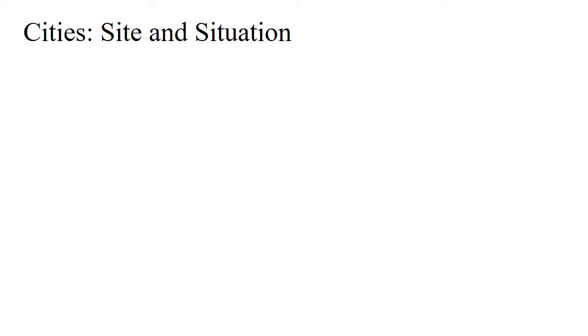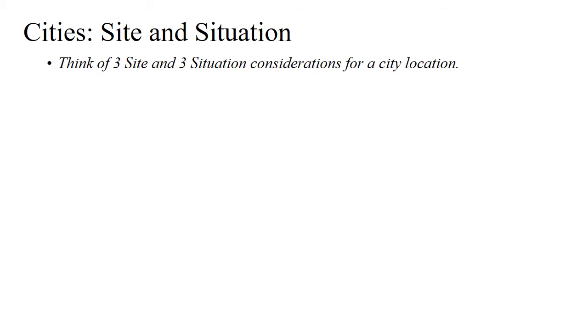Cities are often founded with strong considerations for both site and situation. Remember that site refers to the distinct environmental conditions in an area, and situation refers to the relative location of other places and things. Pause for a moment and see if you can think of a few site and situation considerations that would be important to someone founding a city. Let's see how our ideas compare here, okay?